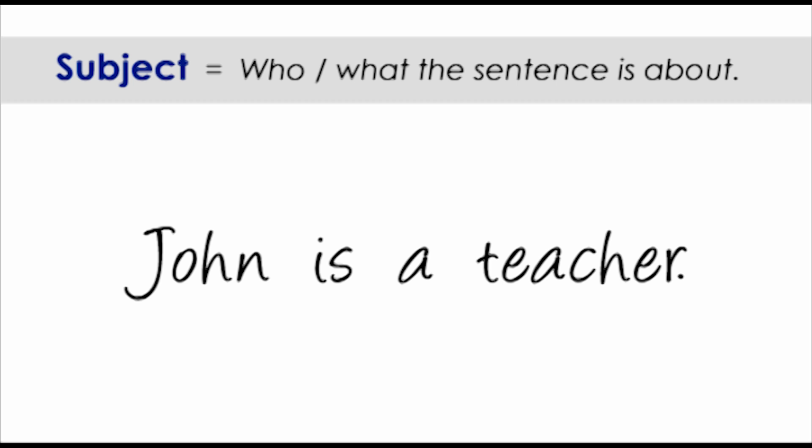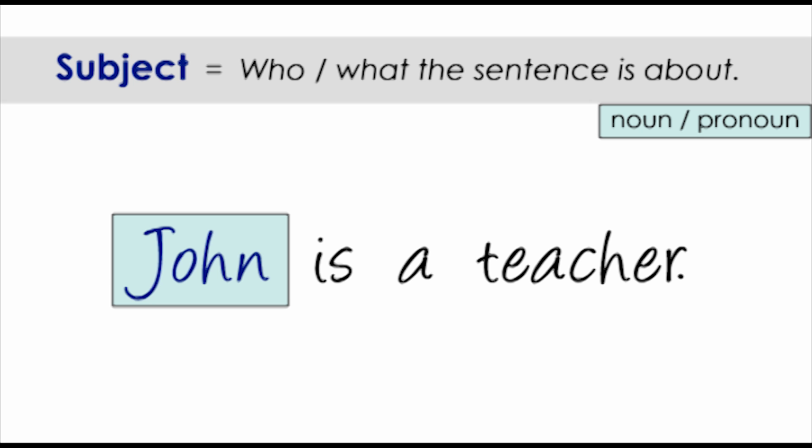Okay, first up we have the subject of a sentence which expresses who or what the sentence is about. The subject is always a noun or a pronoun. In the sentence, John is a teacher, we can find out who or what the subject of the sentence is by asking ourselves, who is a teacher? Well, the sentence states that it is John who is a teacher. Therefore, the subject of our sentence is the noun John.